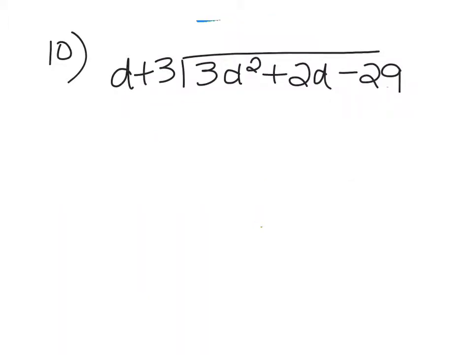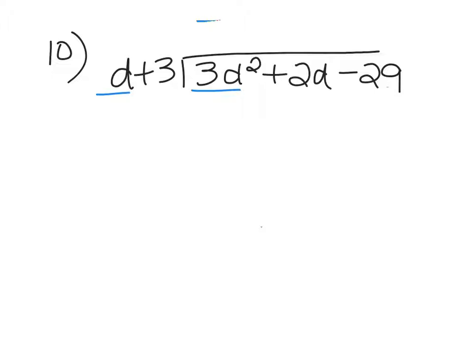Number 10, I have to rewrite it so that I can do long division, and I need my dividend to be in standard form, so 3d squared plus 2d minus 29. It's in decreasing order of powers, and d plus 3 is what I'm dividing by. So math is all about doing the same thing over and over. Everything stays the same. So I'm going to take the first term here and see how many times it goes into my first term over here.